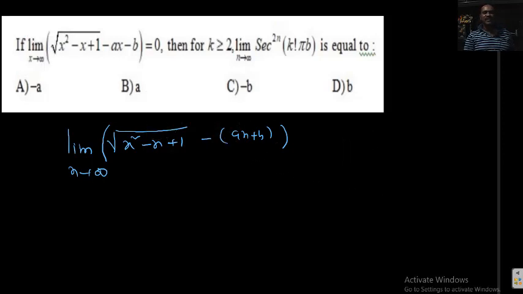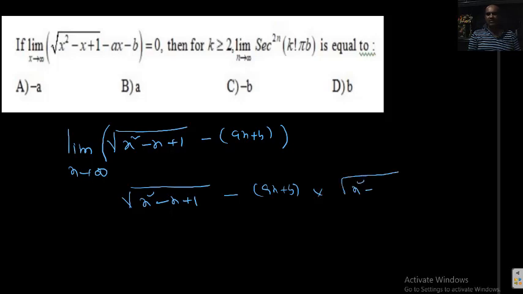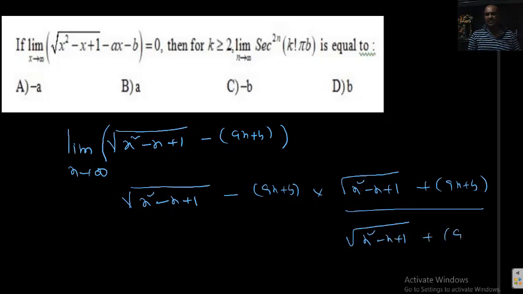Okay, x is tending to infinity, then 1 by x is tending to 0 only. But here only the numerator is there, the denominator is not there. That's why I want to rationalize. Root over x square minus x plus 1 minus (ax plus b), into root over x square minus x plus 1 plus (ax plus b), by root over x square minus x plus 1 plus (ax plus b).